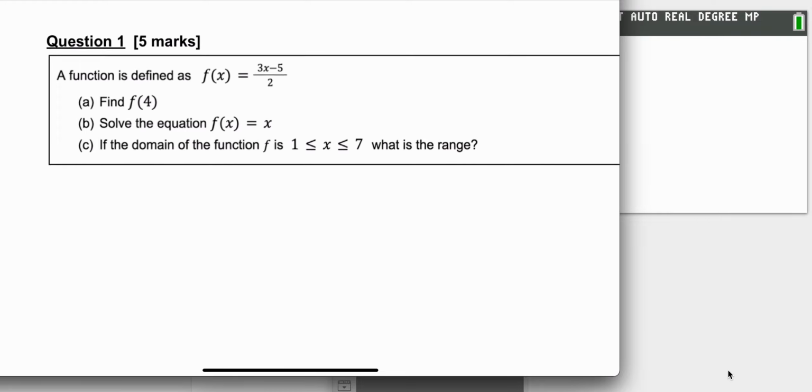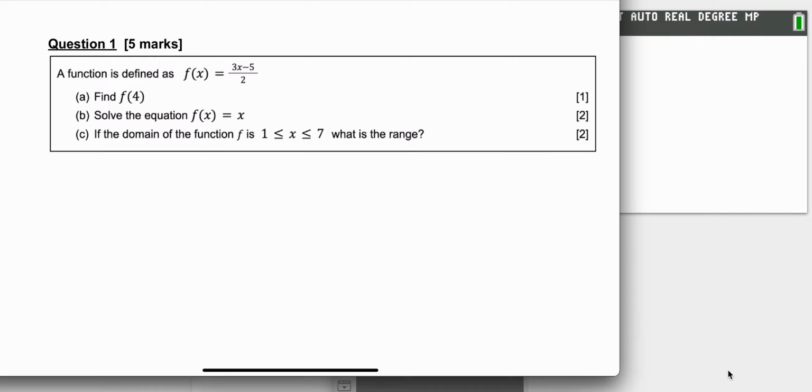Functions, we're told what the function is equal to, so we're trying to find f of 4. This first part wants us to substitute in x is 4, so f of 4 is equal to 3 times 4 minus 5 over 2. So all we're doing is substituting in, instead of the x, we want 4. And you would do that if there was an x in lots of places as well.